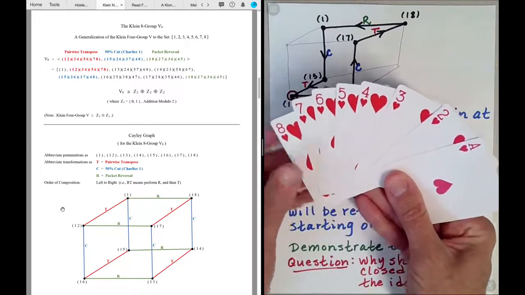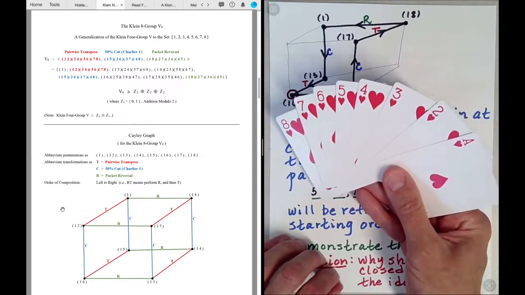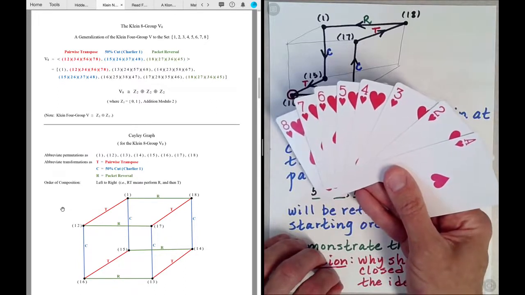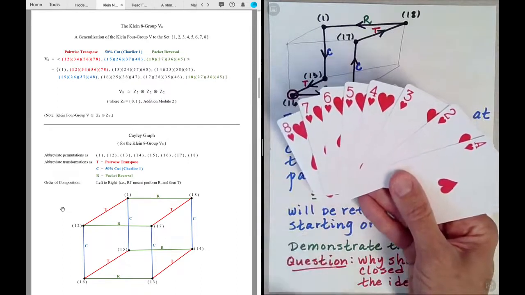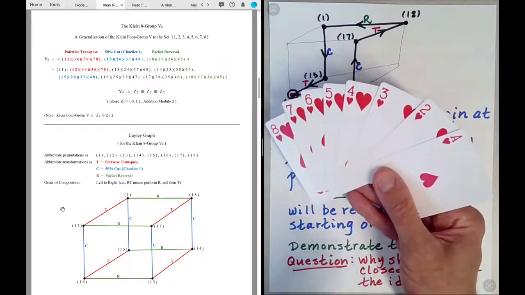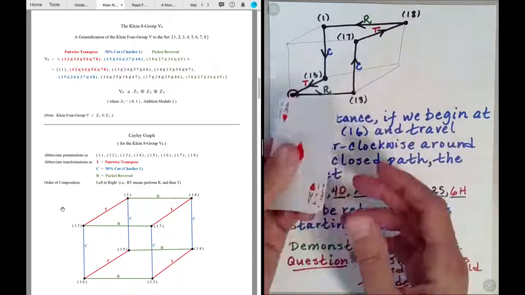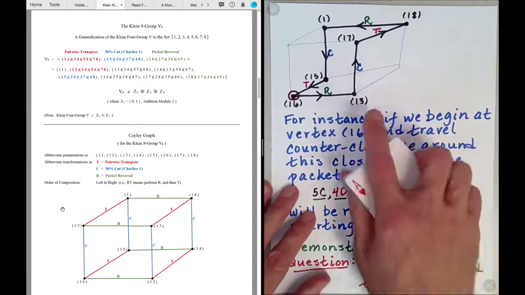Now, not too many people watching those actions would believe or suspect that that is just a packet reversal, especially since they're given the choice as to how many cards are dealt into each of those piles. But indeed, as you can see, it's simply a packet reversal. Okay, well, that takes us here.